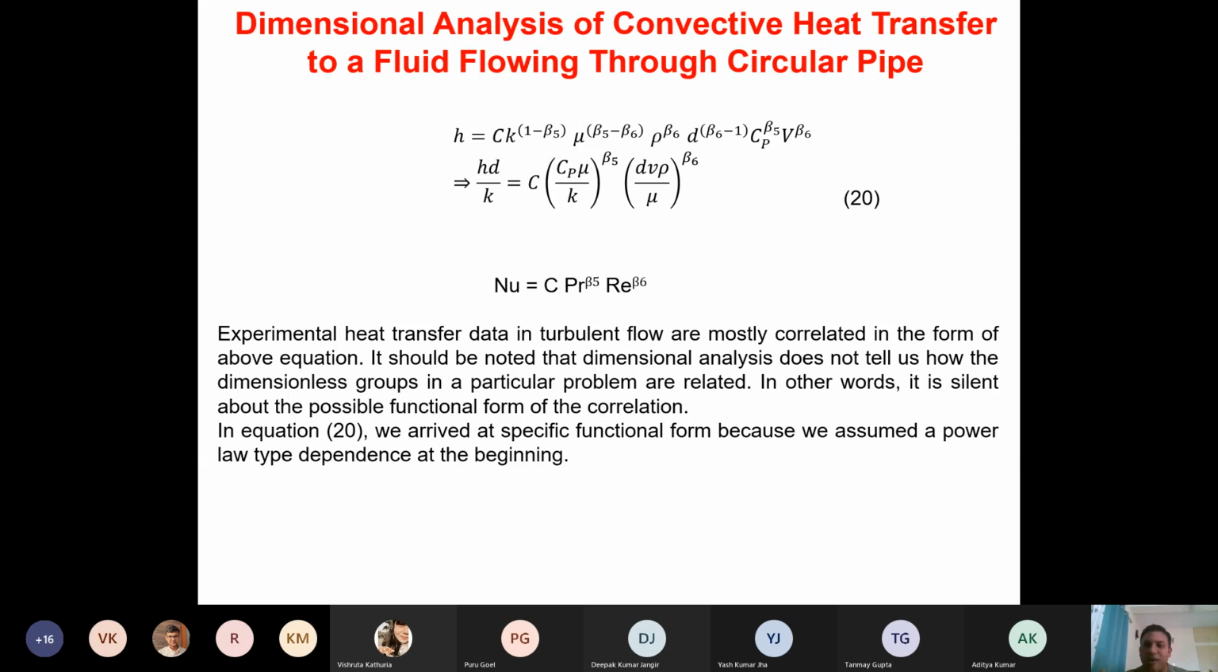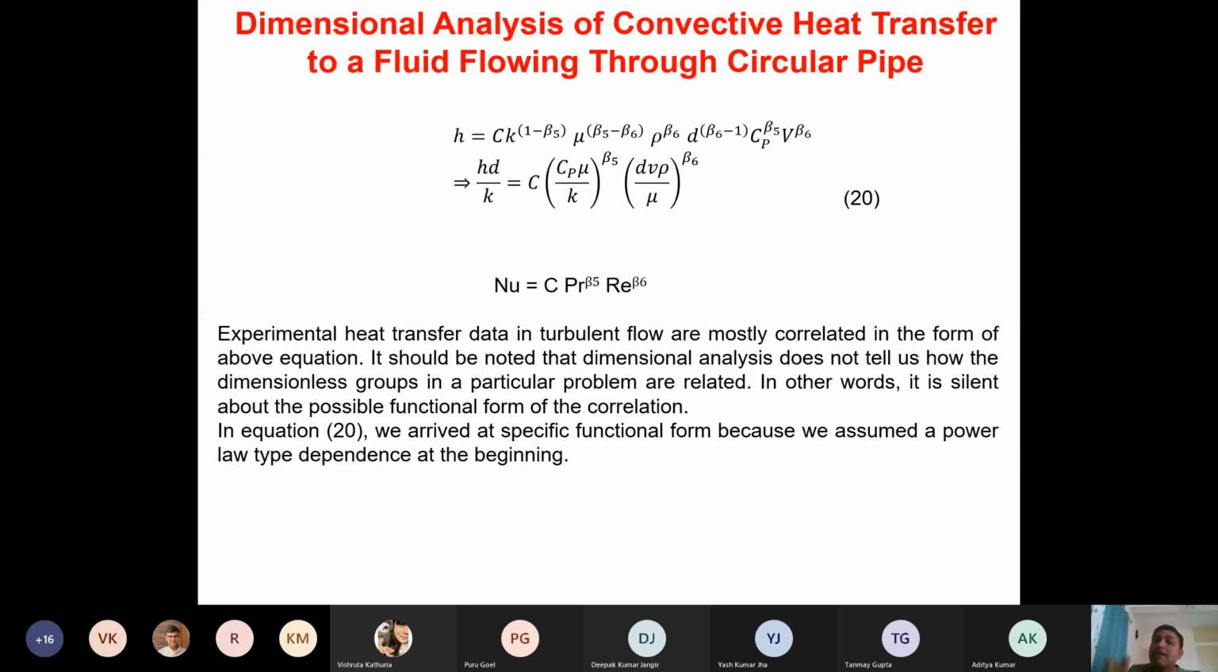This is the correlation called the Dittus-Boelter equation, which we will see today is regularly used for finding the heat transfer coefficient. Now the question is, how come we got an exact form of a correlation which is so regularly used? The point to note is, as I said in the starting itself, that the Buckingham pi theorem is silent on the structure of this correlation. It only tells about what different dimensionless groups are going to be there in the correlation. In what form? That form is not told by the Buckingham pi theorem at all.